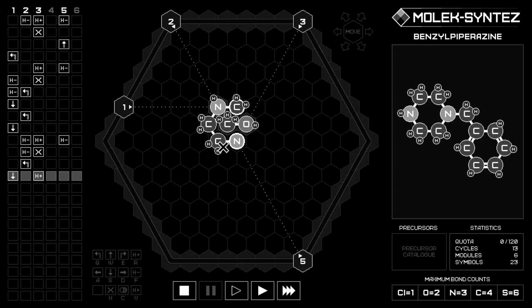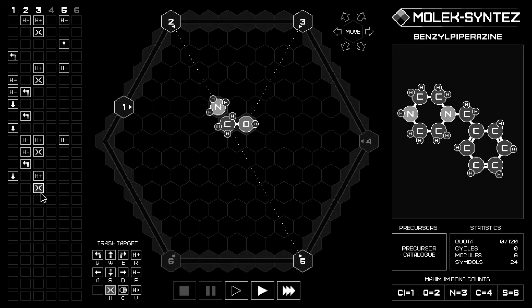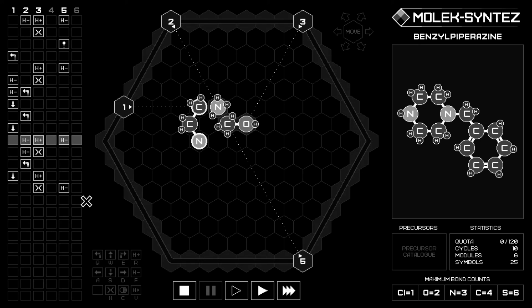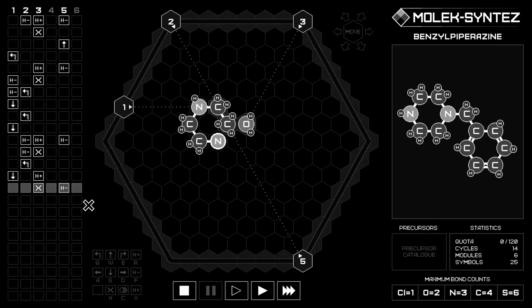No. So as it happens, it bonded with the other carbon first, which is fine. 3 can delete its thing. 5 can remove one hydrogen. Now this is all bonded correctly, and the nitrogen is primed to accept one more carbon. Although, again, getting to it is a little bit weird.